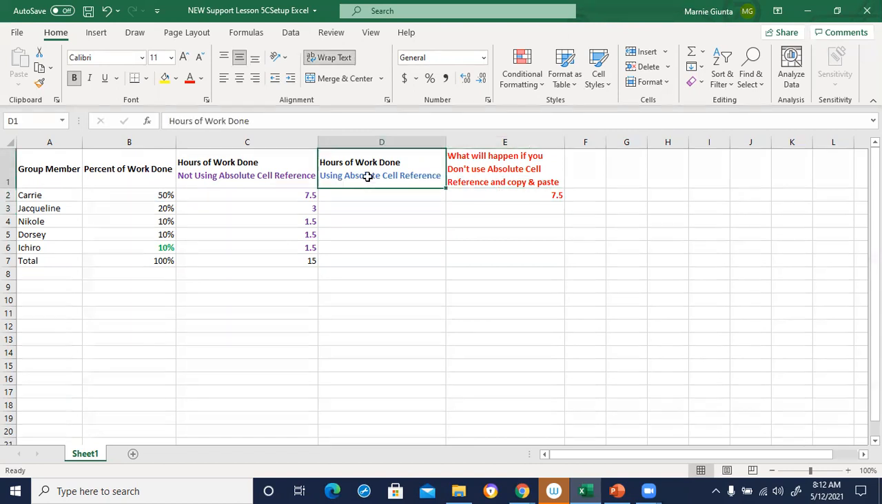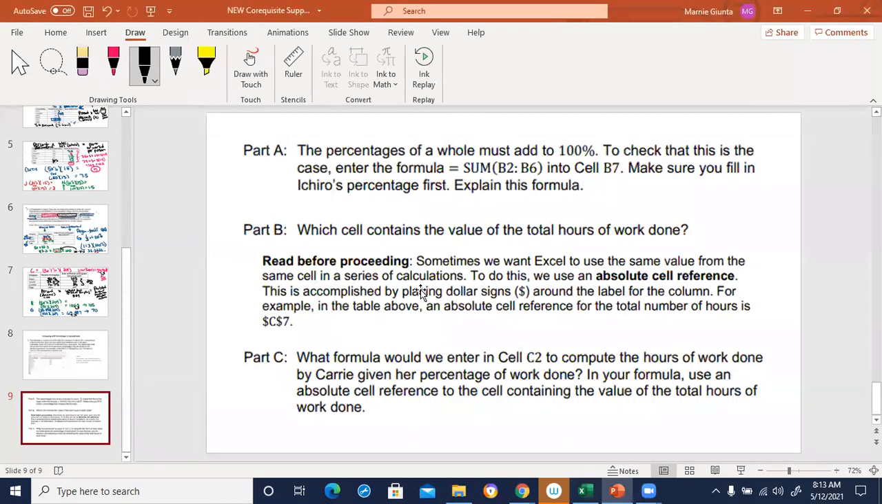Now, they gave us this thing about cell referencing. So I can go back to that and let's read this. Sometimes we want Excel to use the same value from the same cell in a series of calculations. To do this, we use absolute cell reference. This is accomplished by placing dollar signs around the label for the column. For example, in the table above, the absolute cell reference for the total number of hours is $C$7. So the total number of hours was 15.